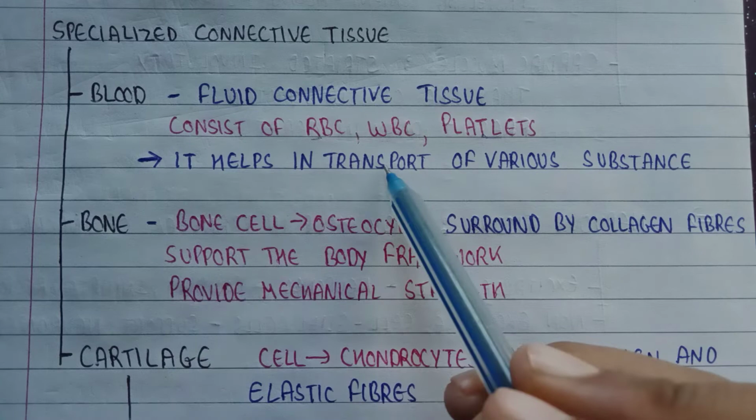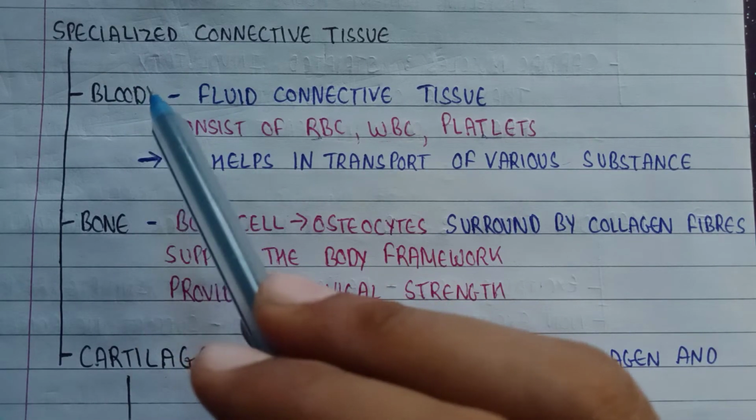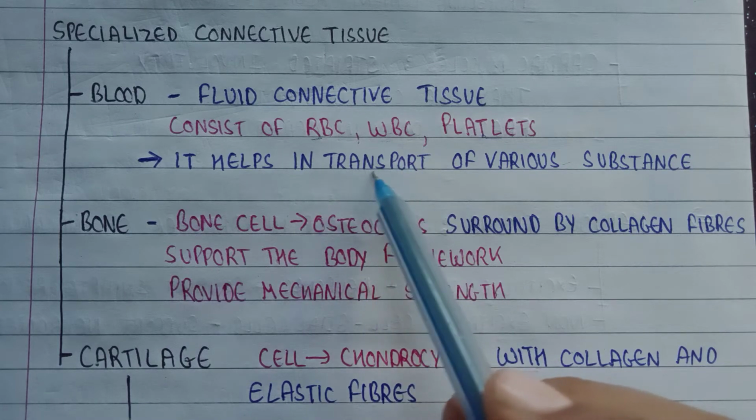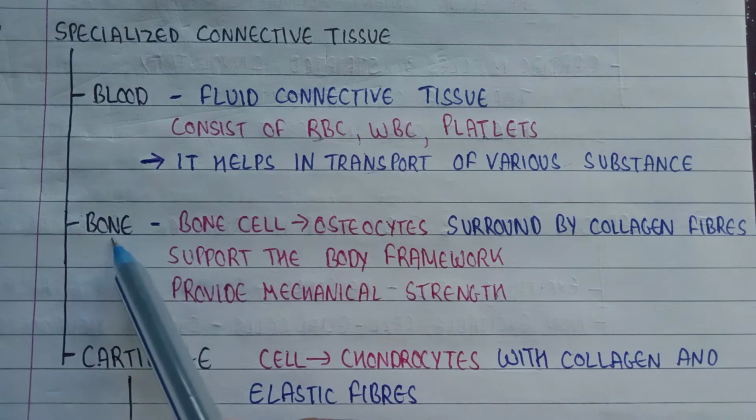It helps in transport of various substances. Blood is in our body and it helps in the transportation of various substances like oxygen and nutrients to different parts of the body. Second is bone.